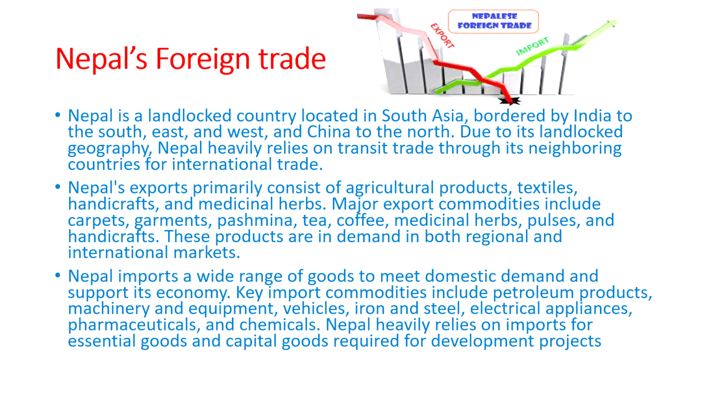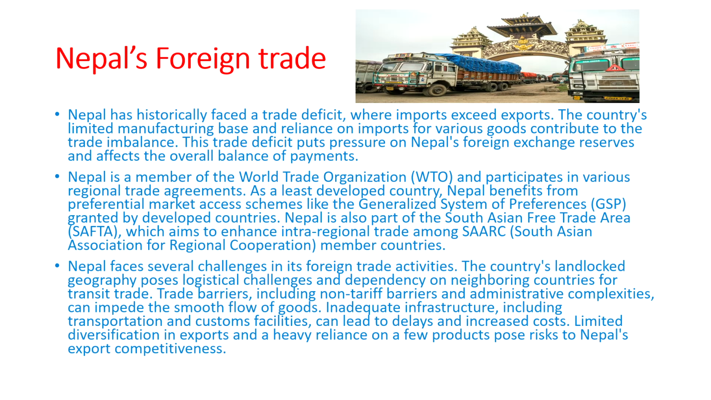Since last many years, Nepal has been facing a situation of deficits of foreign trade, as its import is higher than its export. The major imports of Nepal are iron, steel, machinery and equipment, vehicles, electronic appliances, chemicals, petroleum products, etc. While major exports of Nepal are carpet, pashmina, tea, coffee, medicinal herbs, pulses, handicraft, garment, etc. And as Nepal has been facing trade deficits since last many years, it has been putting pressure on Nepal's foreign exchange reserves, and it has been affecting the overall balance of payment.